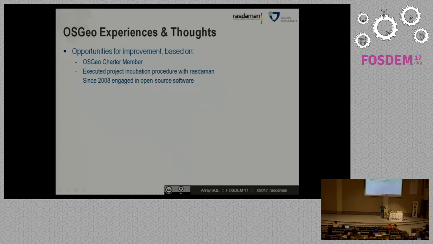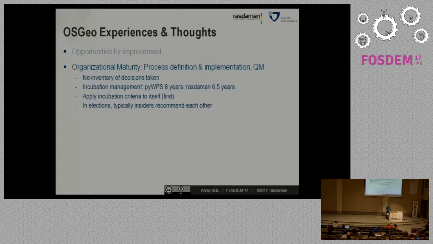And so what I'm unfolding now is based on, number one, I'm OSGeo charter member since 3 years or so. We have done the incubation procedure, and as I said, we are engaged in open source software since about 8-9 years now. So the one thing is the maturity. I believe also for open source, you need some coherent management of it. So for example, that was not my complaint, but of somebody else last year, there's no inventory of decisions taken. How do you know what has been resolved earlier and that your decision today is not countering another decision earlier? And maybe you can base your decision on past wisdom. Also, incubation management. We took 6.5 years.